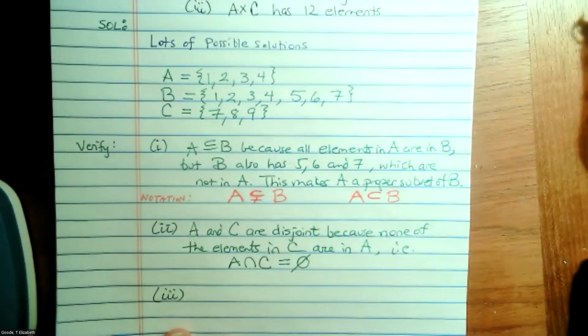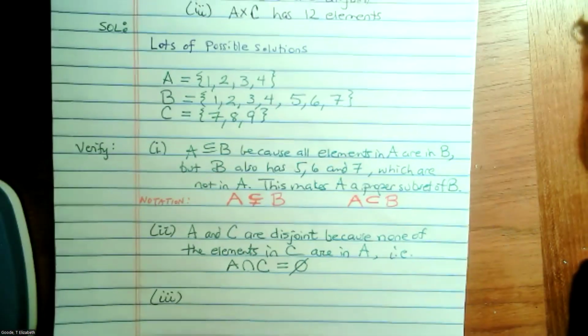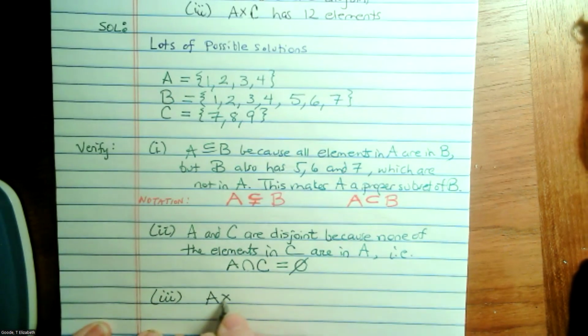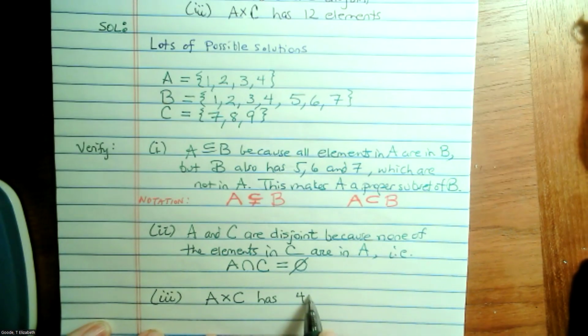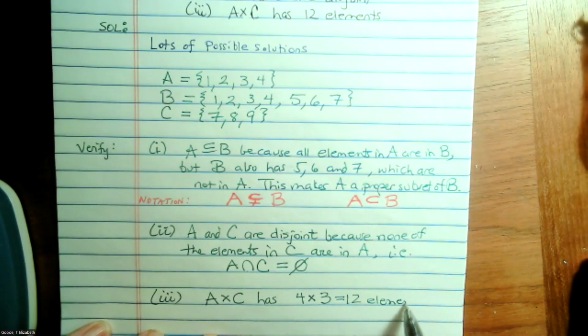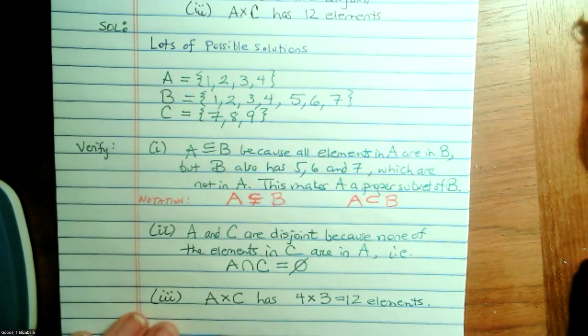Can I just put A cross C? Yeah, A cross C has how many elements? Four. It has 4 times 3 elements, which equals 12. That would be fine. Okay, got it.